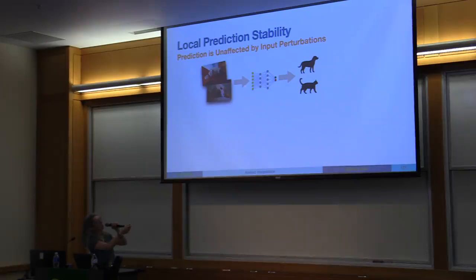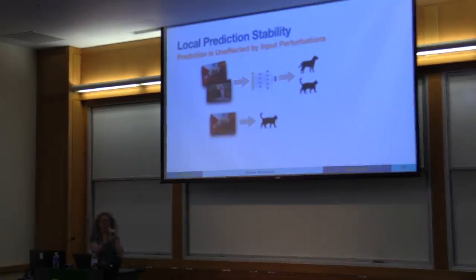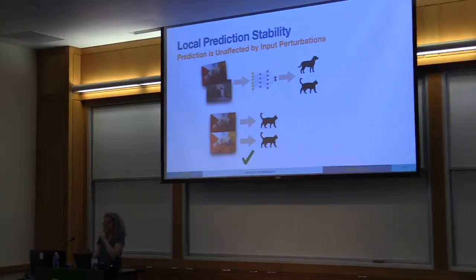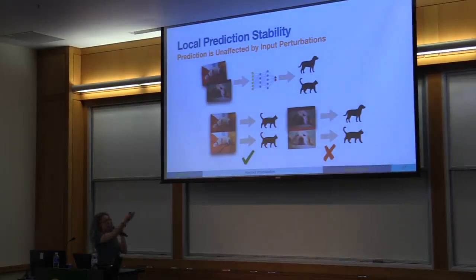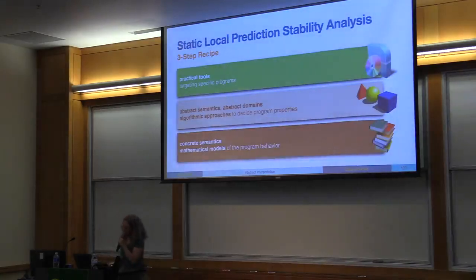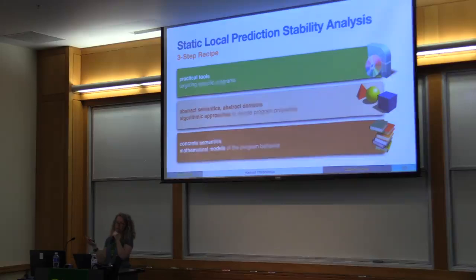But so let's say you have a network classifying cats and dogs into cats and dogs. And now you have a picture of a cat that is correctly classified as a cat. If you change the brightness of this picture, you still want this to be classified as a cat. If you change the brightness of a dog picture, you don't want this to be now recognized as a cat. So here, it's okay, we are stable, or robust if you want, and here we are not. We're going to go through the same 3-step recipe that you've seen before, just a bit faster on this part because you've seen it already.